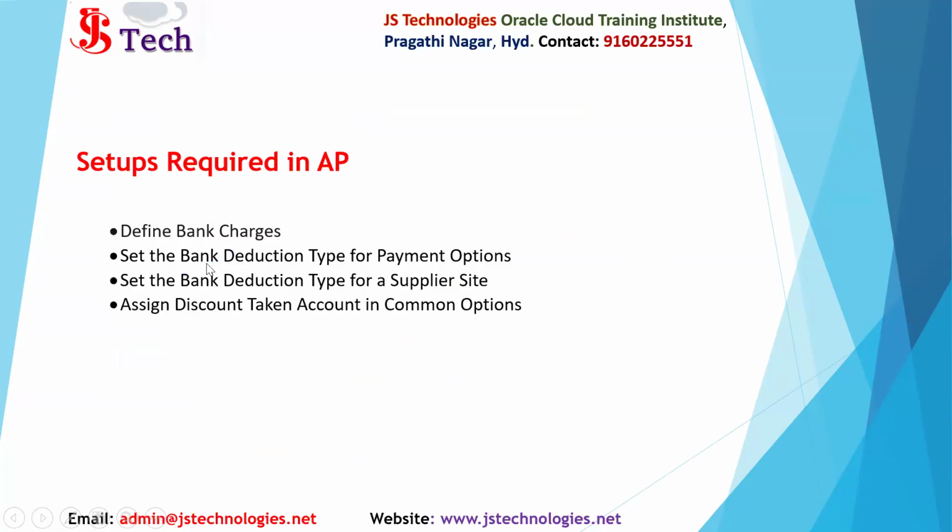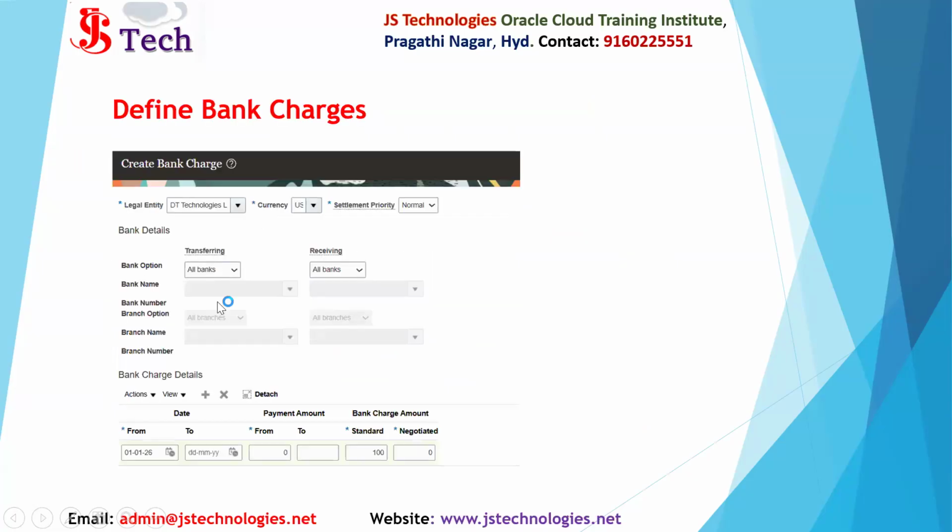This is the list of configurations required in AP. And the first setup is define bank charges. So this is applicable for which legal entity, what is the currency, what is the settlement priority, and for which bank, transferring bank and the receiving bank, and also we need to provide the bank charge amount. There are two types, standard or negotiated. What is the difference? We can negotiate with the supplier whether to deduct the bank charges from an invoice payment or you pay the bank at one of these rates, either standard rate or negotiated rate.